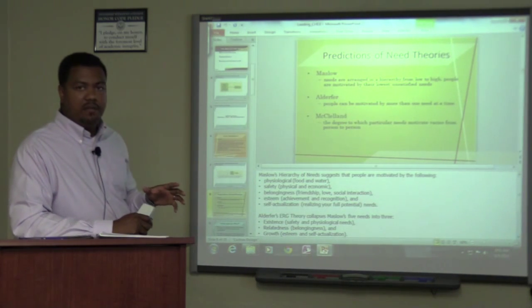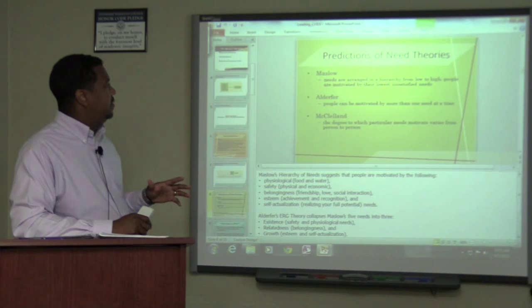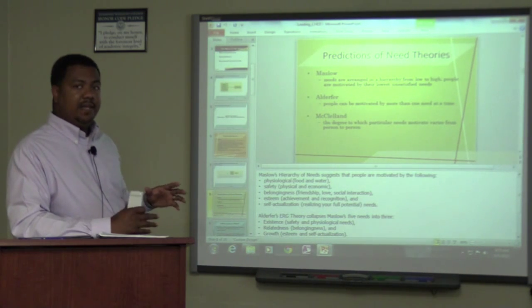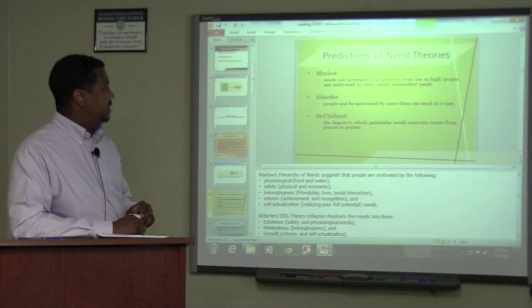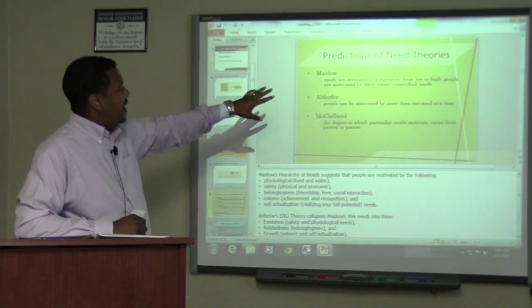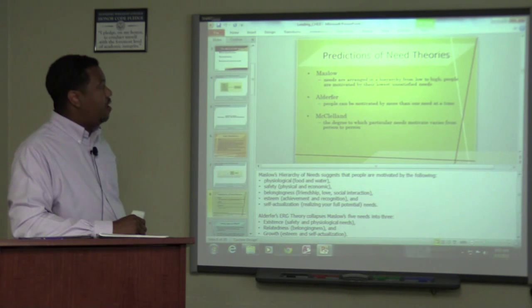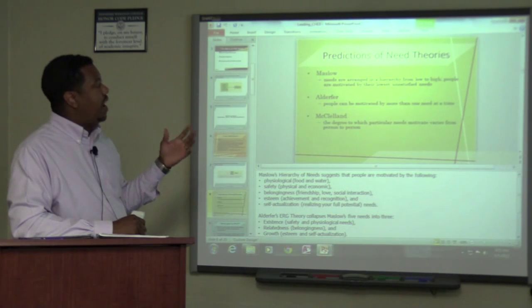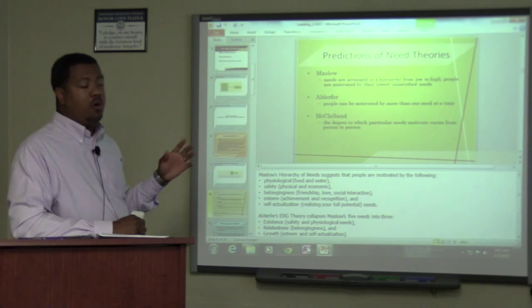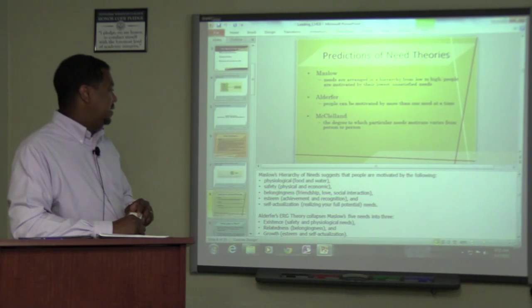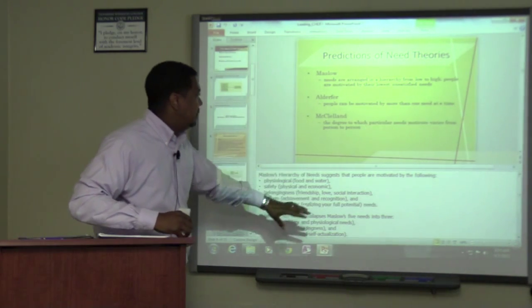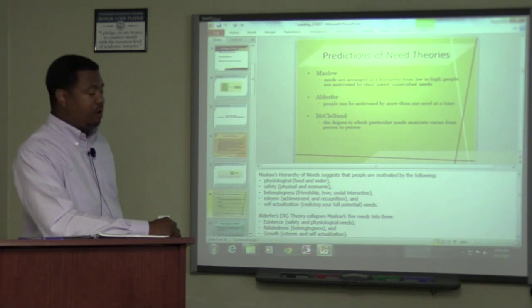So let's look here at another perspective of needs. We have three different theories that we can use to indicate a little bit more about our perspectives of needs. We look at Maslow, for example. Maslow's hierarchy of needs is arranged in a hierarchy from lower to higher. People are motivated by their lowest level of unsatisfied needs. Here's a great example when we talk about Maslow's hierarchy of needs.